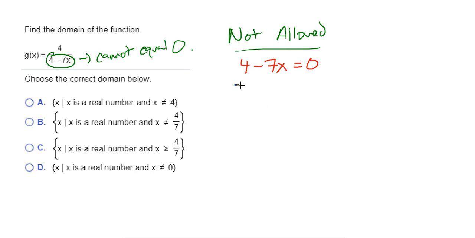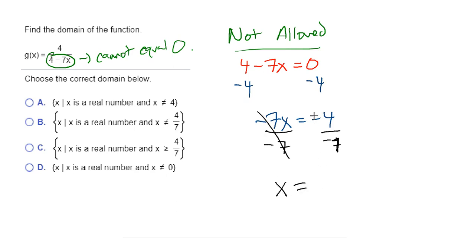And so we'll start by subtracting the 4 to the other side. We get negative 7x is equal to negative 4. And then to solve for x, we divide by negative 7 on both sides. Now, as a fraction, this doesn't reduce, but the negatives cancel each other out, right? So negative divided by negative will be positive. So we'll just get 4 over 7. And remember, this is what's not allowed to happen. X is not allowed to equal 4 over 7.